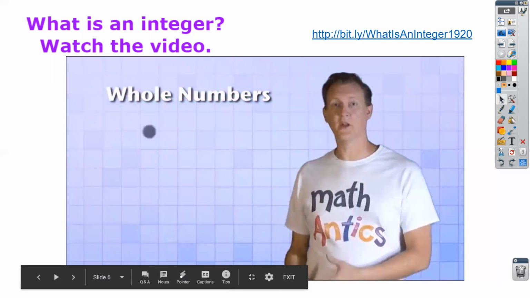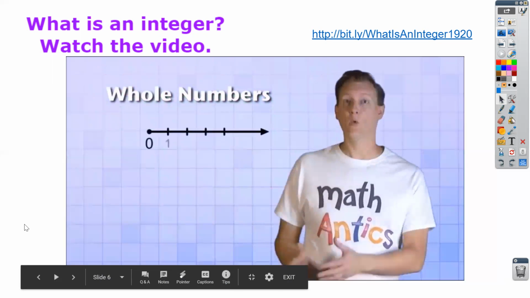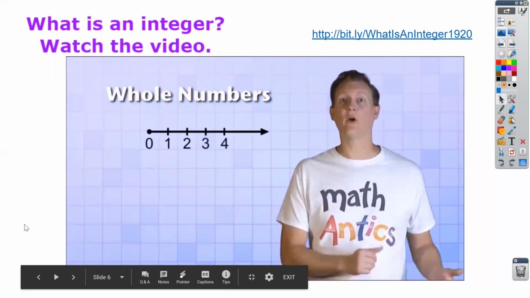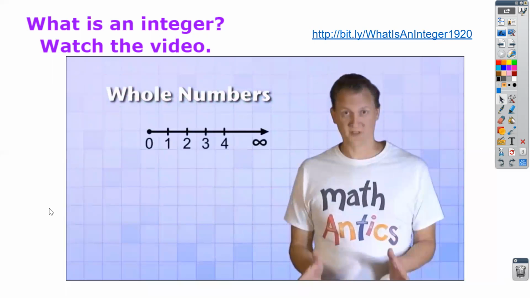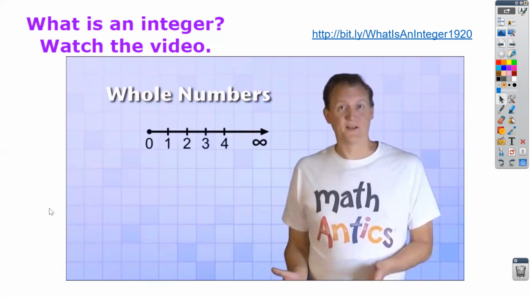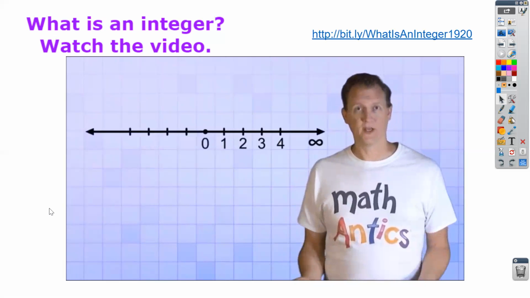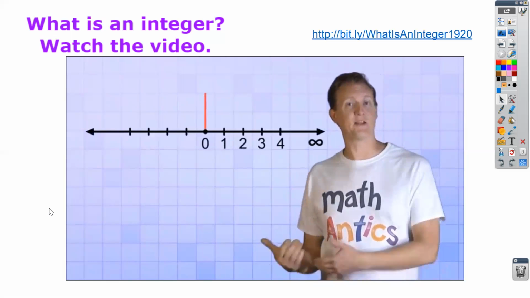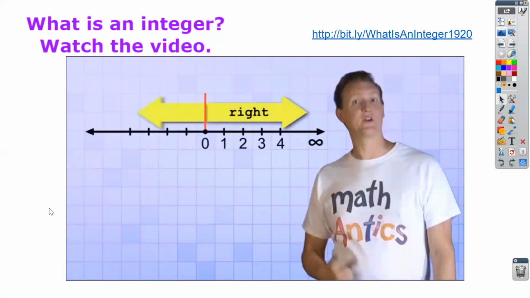They're the set of numbers on the number line, starting with 0 and then counting up one at a time, 1, 2, 3, 4, all the way to infinity. That's a lot of numbers, but it's only half the story. And that's because the number line really goes in both directions. You're used to seeing the number line starting at 0 and just going to the right, but the number line also goes to the left.